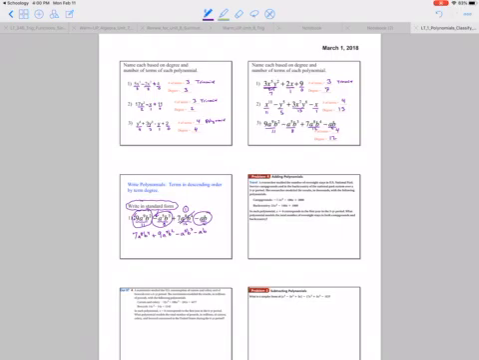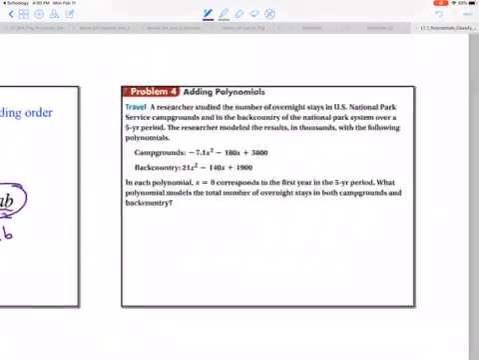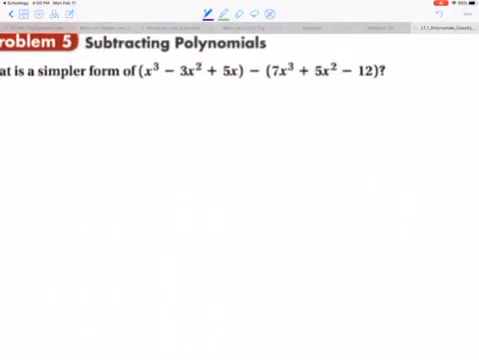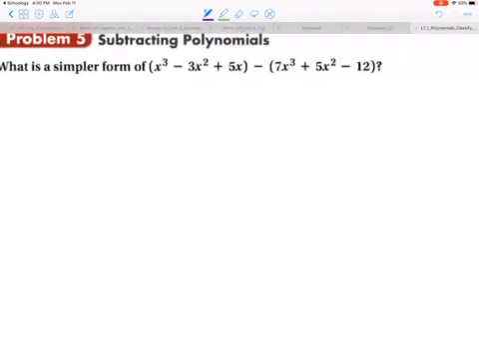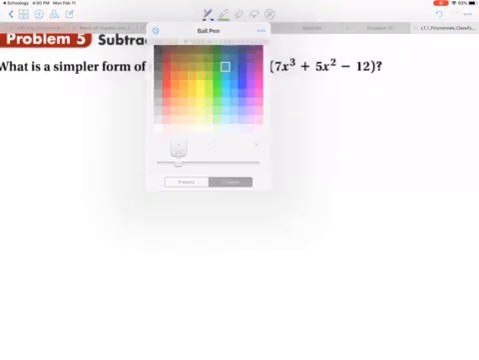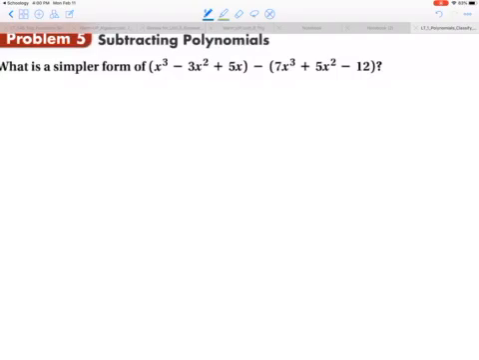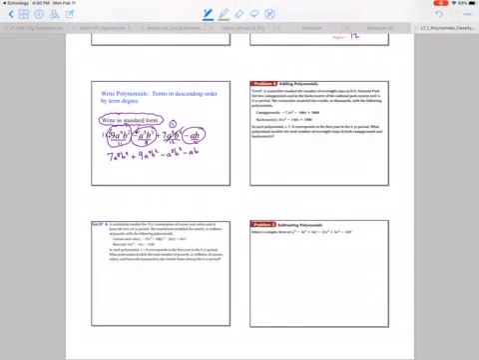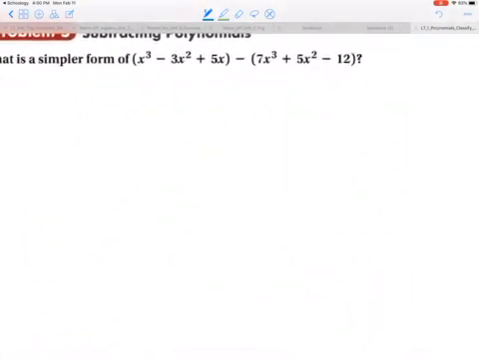For the next part of this, I would like to skip the 2 word problems and go down to this one, because what I want to show you is how to add and subtract polynomials. When you finish this movie, I would like you to go back through and do these 2 word problems. All right. We're going to write this in simpler form.